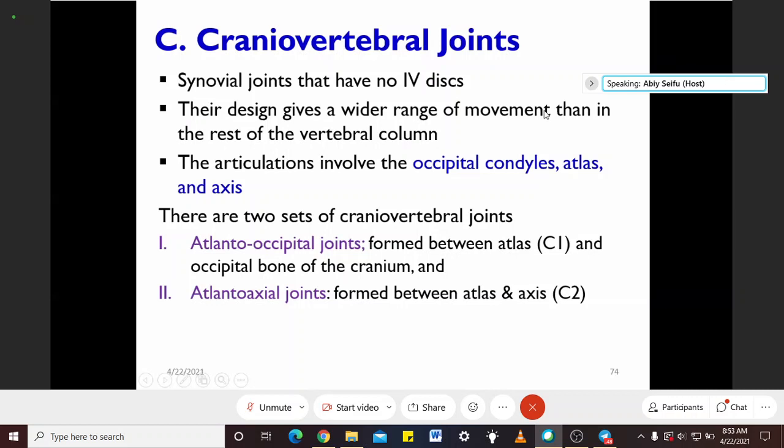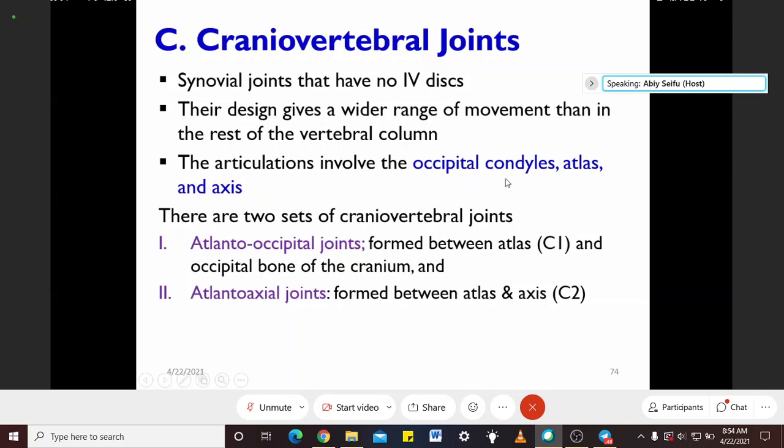Now let's see the third type of joint, which is the craniovertebral joint, a joint between the cranium and the vertebra, or simply the longitudinal axis. As well, this one is a synovial joint, and there is no intervertebral disc here. This craniovertebral joint is designed for a high range of movement. The bones that participate in the articulations of the craniovertebral joints are three in number: the occipital bone, the atlas, and the axis. The occipital bone is from the cranium, and the atlas and axis are from the vertebral column.